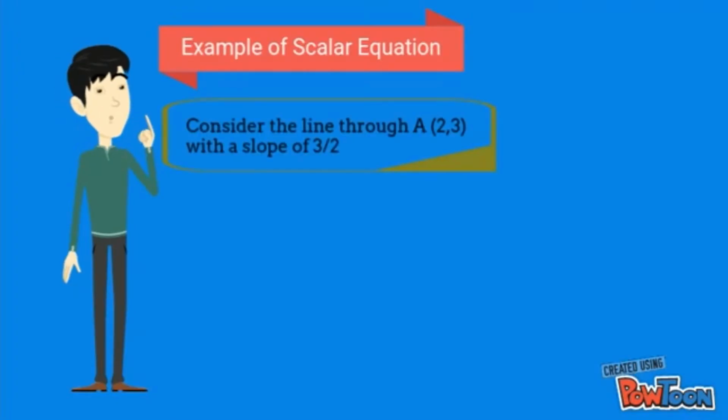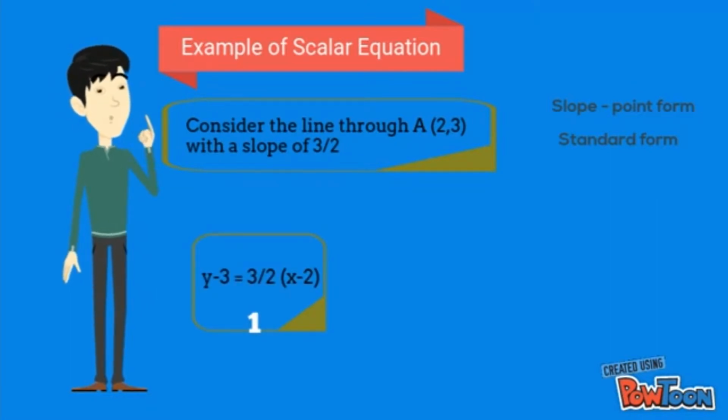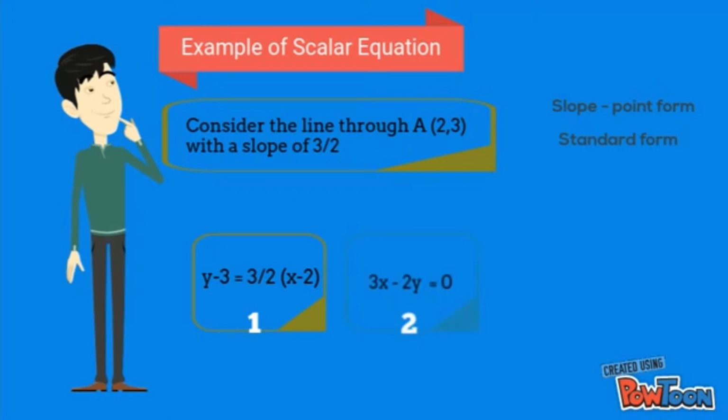Let's start off a question with a scalar equation. The first step is the point-slope form, which is y minus 3 equals 3 over 2 times x minus 2, which we have to convert to standard form by multiplying by 2 and expanding.